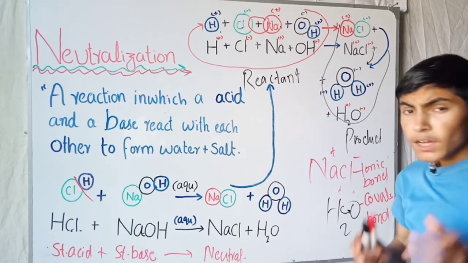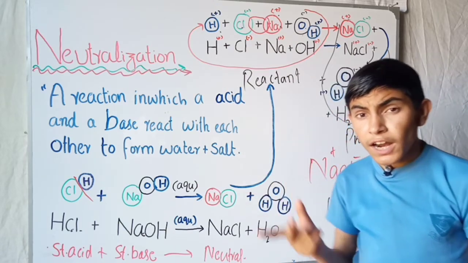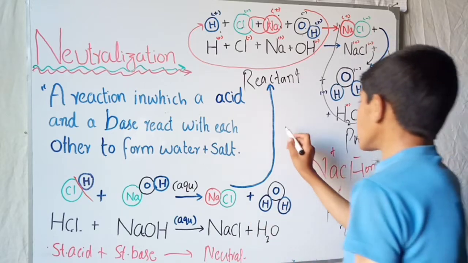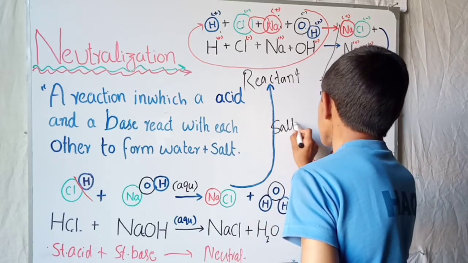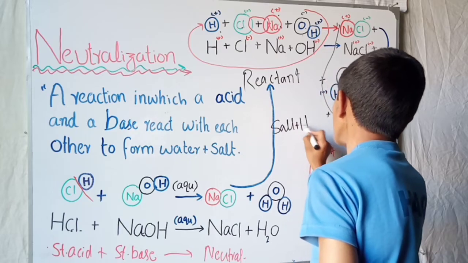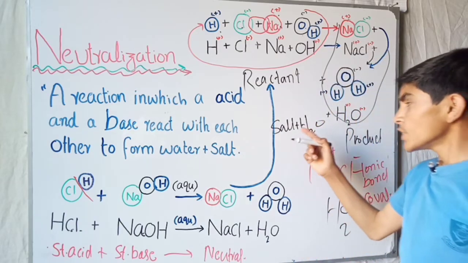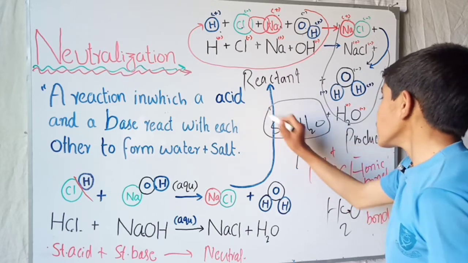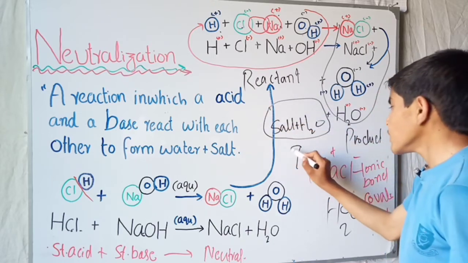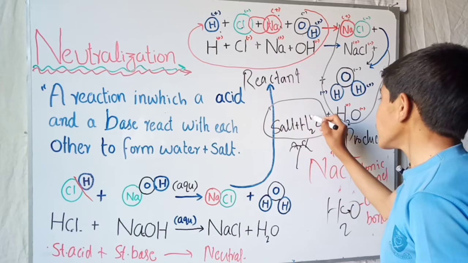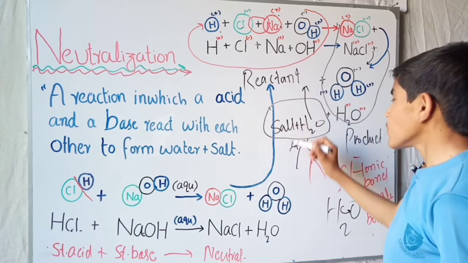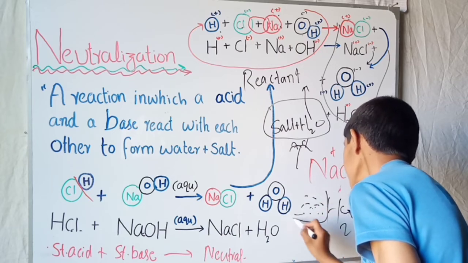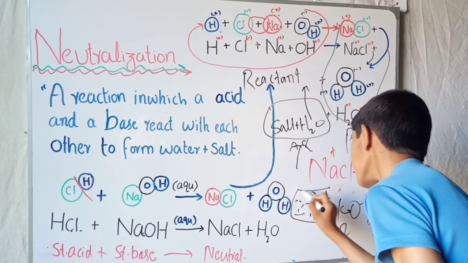So we can also get NaCl table salt by this chemical process. When we get salt plus H2O, then we can get the pure salt by giving it heat. So this is a container, it has salt plus H2O. When we give it heat, the water will evaporate and the salt will remain, so we will get the pure salt like in this container.